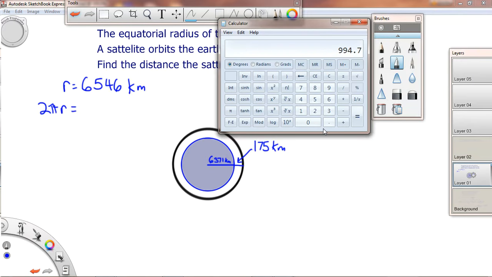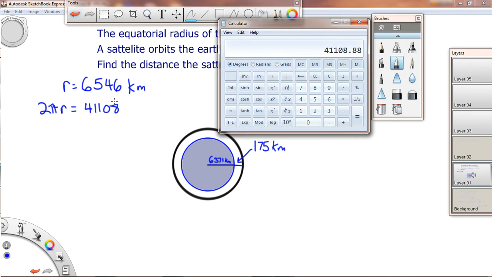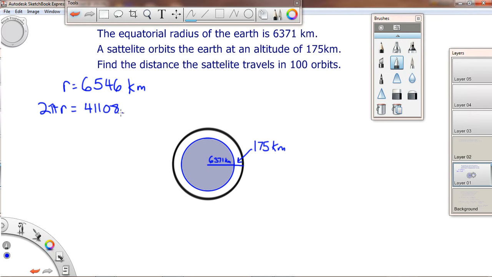Here we go. Okay, so it's going to be 2 times, we'll use 3.14. That's fine. Times the radius, which is 6,546, which gives us a circumference of the black circle of 41108 point something. I couldn't see what it was. 0.88 kilometers. Now that's the distance that this satellite would travel in one orbit. Okay, that's the circumference of the black circle.